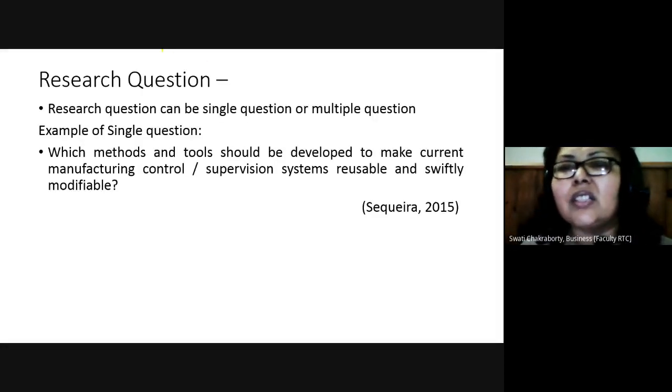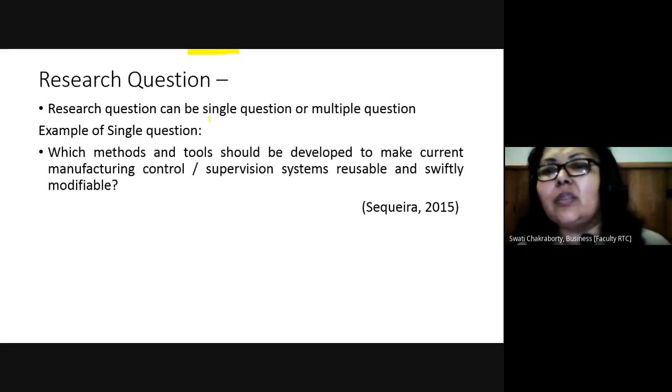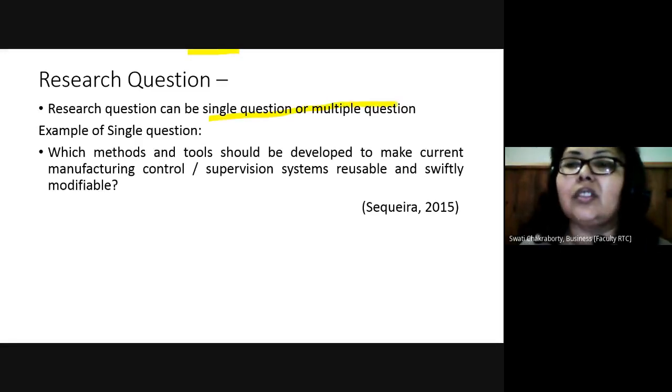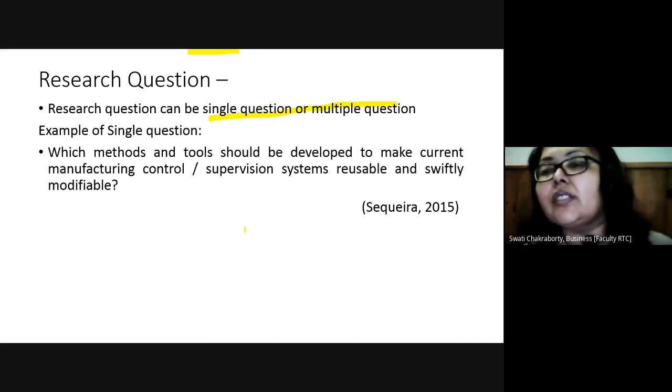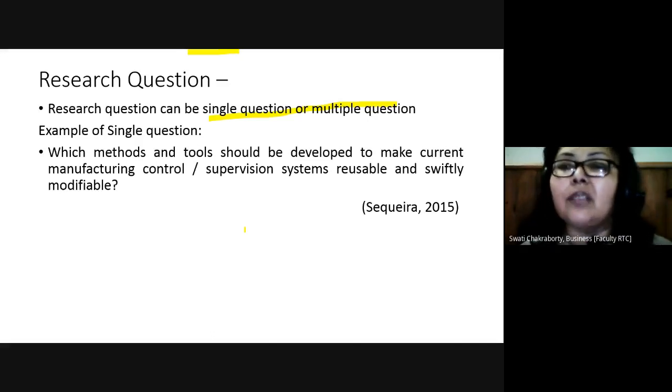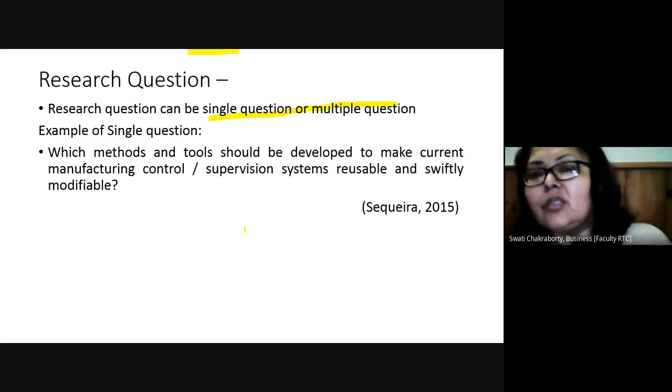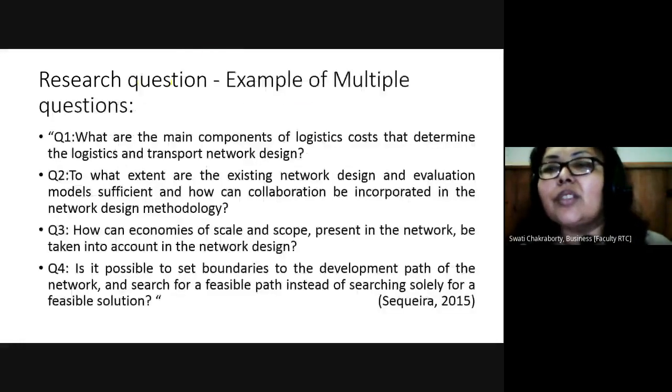A research question can be a single question or multiple questions. Single question: which methods and tools should be used or developed to make current manufacturing control or supervision systems reusable and swiftly modifiable? So that's a single question. You can have multiple questions also.